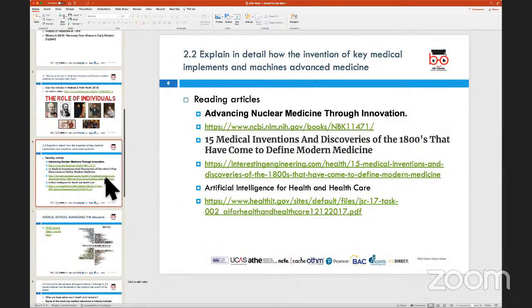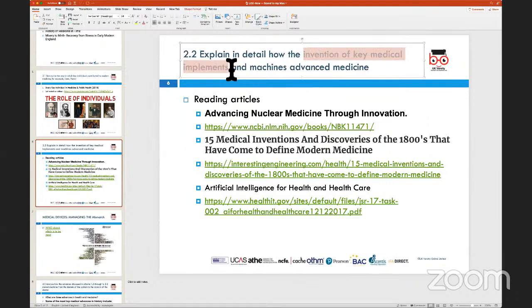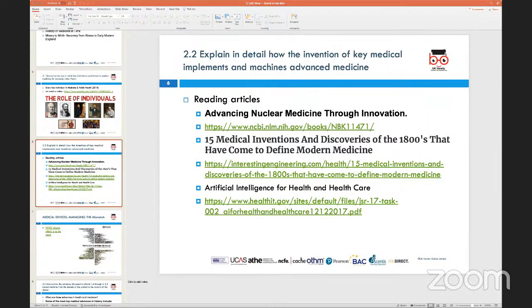Now, the second assessment criterion is basically talking about looking into details of how inventions of key medical implements and machines have advanced medicine today. So here, what we want to understand is that over the years, decades, and centuries, there have been a lot of inventions, and these inventions in the field of medical instruments have led to the development of better diagnosis, for example, and better treatments.